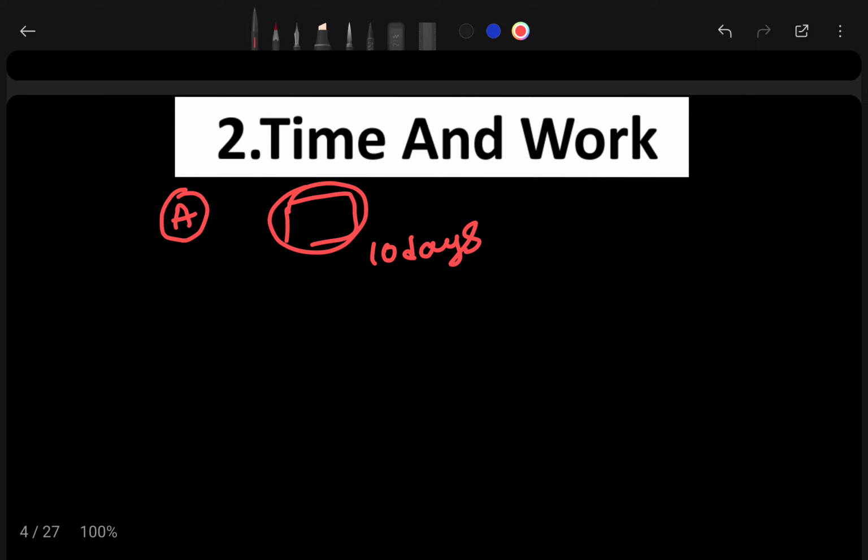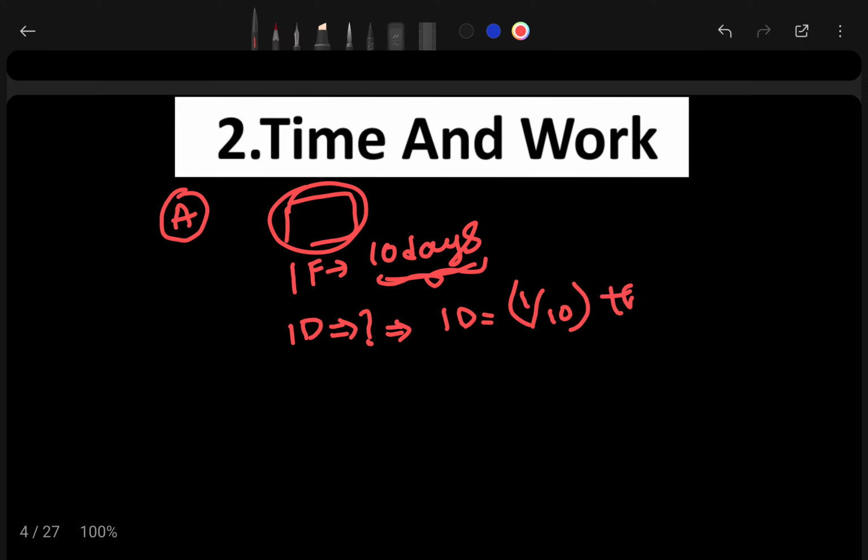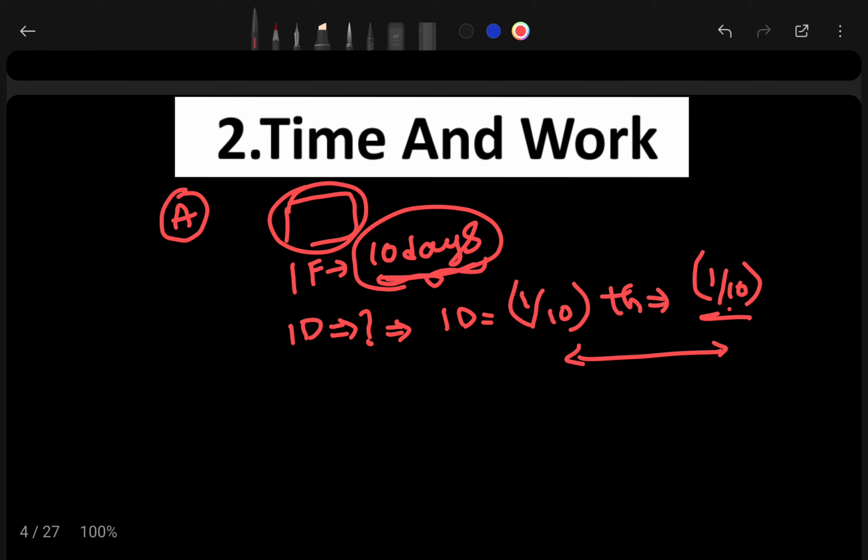Simply what you should write is, the total work, that is the whole fraction of work, will be completed in 10 days. So in one day he can do how much? Simple, just reverse. In one day he can do 1 by 10th of the work, that is 1 by 10. This is the only concept. If A can do a work in 10 days, in one day he will be doing 1 by 10. This is the only concept included in time and work.